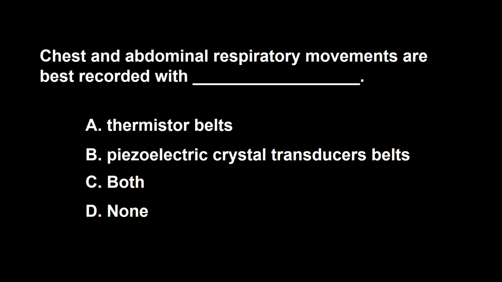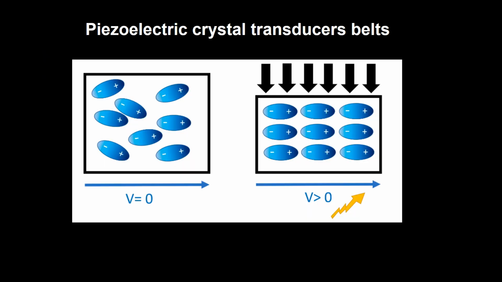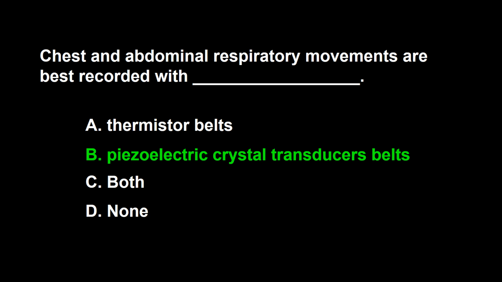Next question. Chest and abdominal respiratory movements are best recorded with A. Thermistor belt, B. Piezoelectric crystal transducer belts, C. Both, D. None. Abdominal respiratory movements are best recorded with piezoelectric crystal transducer belts. The answer to this question is B.